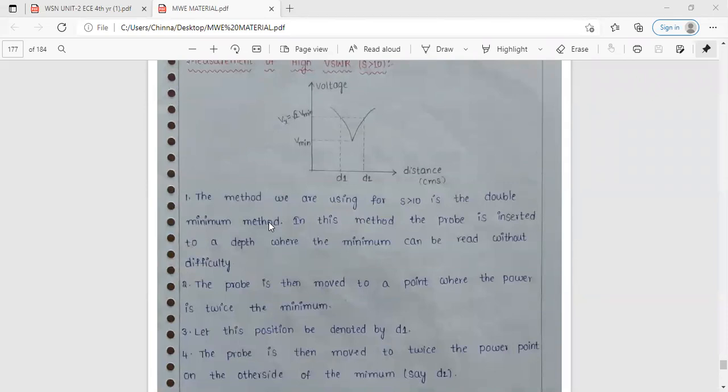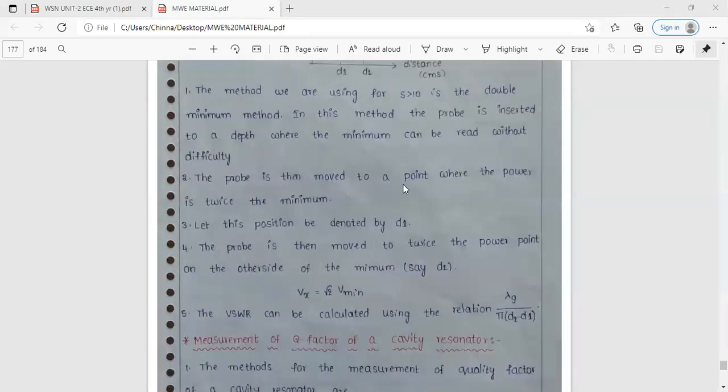In this method, the probe is inserted to the depth where the minimum can be read without difficulty. The probe will be used at the depth where the minimum value can be read without any difficulty. The probe is moved to the point where the power is twice the minimum. Let this position be noted by D1.